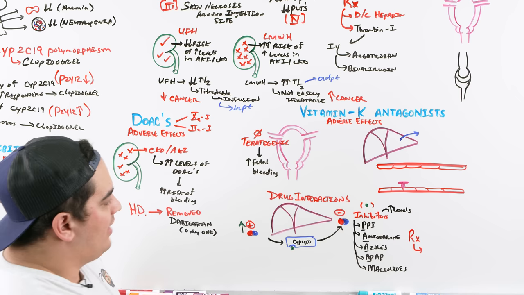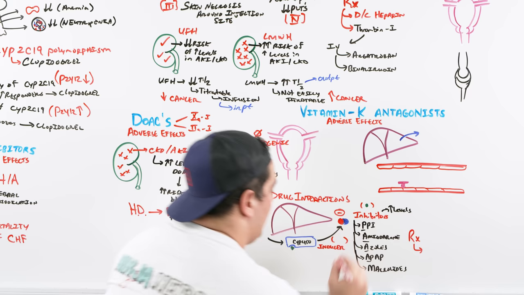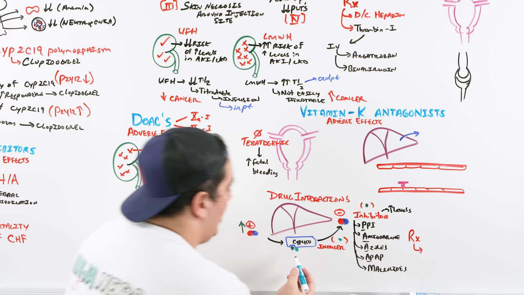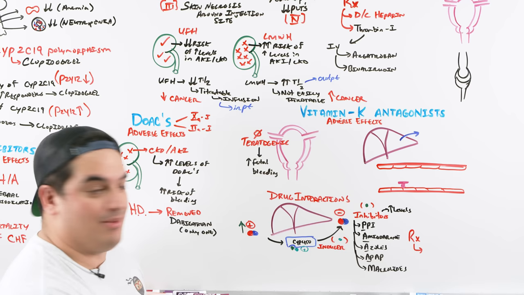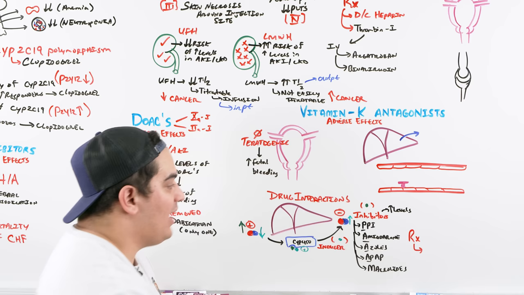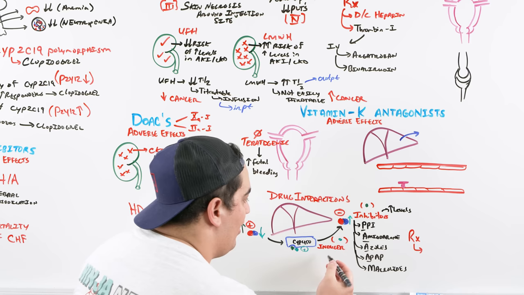Now take the other situation here. We have an inducer, and let's pick another color for this one, let's do blue. This inducer can bind on here, and it will stimulate this enzyme to increase metabolism. That decreases the levels of the active drug and increases the levels of the inactive drug. So I'll basically metabolize the warfarin, and that's going to decrease the levels of warfarin.